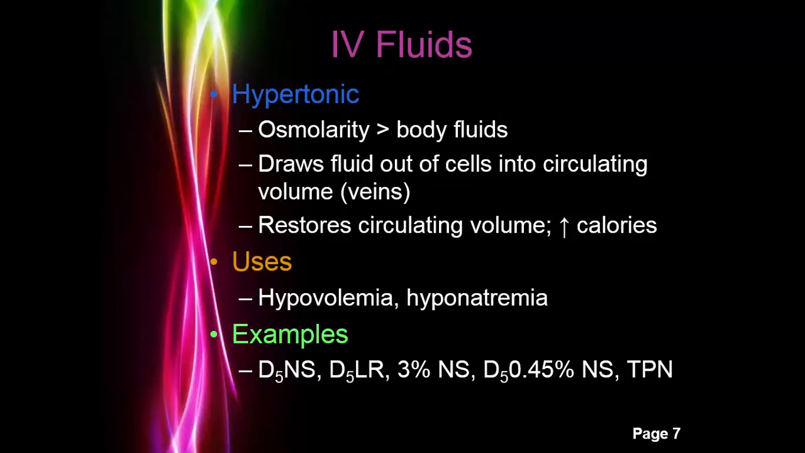Because it can increase intravascular fluid volumes to excess, you need to watch out for wet breath sounds, which would be crackles, increased blood pressure, and fluctuation of serum sodium levels. Uses are hypovolemia and hyponatremia. Examples of this type are D5 normal saline, D5 lactated ringers, 3% normal saline, D5.5 normal saline, and TPN, which is your total parenteral nutrition.